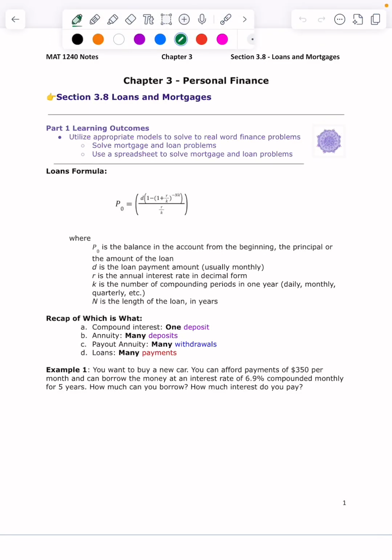Section 3.8 is loans and mortgages. So this is about borrowing money. At some point in your life, you're probably going to have to borrow money for a car, a house, student loans. There's lots of different ways that you can borrow money. We're mainly going to be looking at mortgages and car payments, stuff like that.